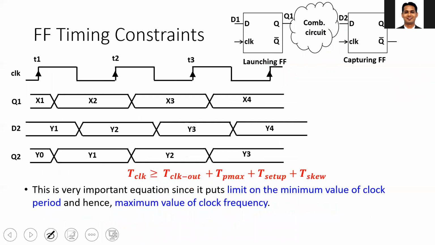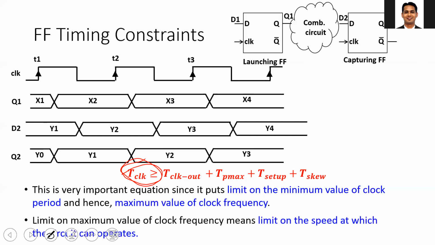And what is the importance of this equation? This equation is very important since it puts a limit on the minimum value of the clock period. So you can see that this indicates the minimum value of the clock period, and hence the maximum value of the clock frequency, the maximum value at which your circuit can operate. A limit on the maximum clock frequency means a limit on the speed at which the circuit can operate.